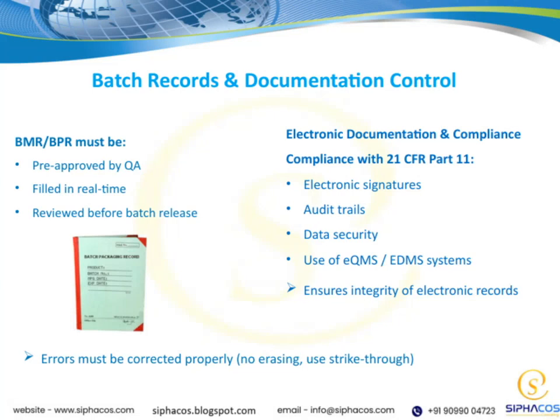Now, it's crucial that errors are corrected properly, and that means avoiding erasing or deleting information. Instead, we use strike-throughs to show corrections clearly. Moving on, when it comes to electronic documentation and compliance, we need to adhere to regulations like 21 CFR Part 11. This includes ensuring the integrity of electronic signatures, maintaining detailed audit trails, and securing data effectively.